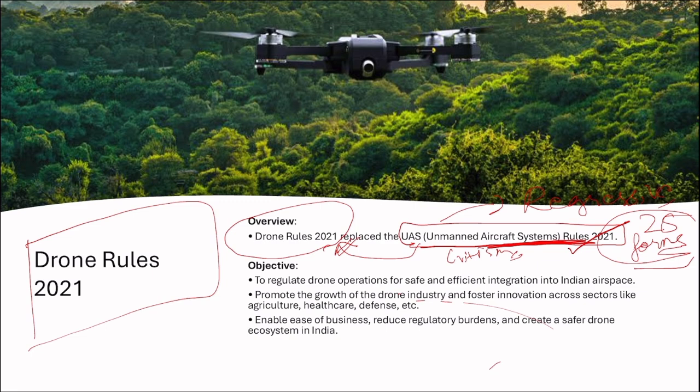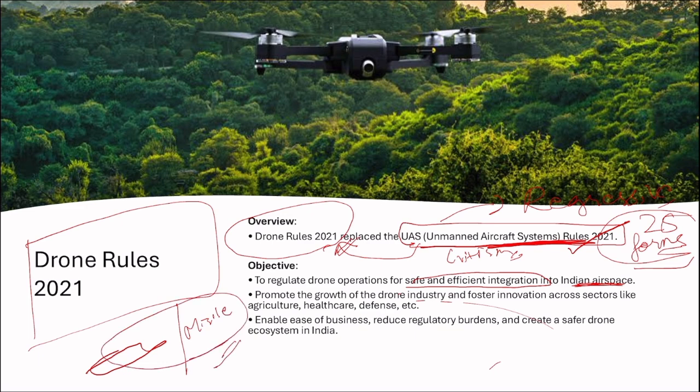So rules are mandatory, for a safe and efficient integration into Indian airspace. Our airspace has flights as well as missiles. Missile testing will be done, everything like this will be done, right? In that time, you go and fly your drone, something happens, no? They'll take you to jail. So for that, these drone rules will be applicable.